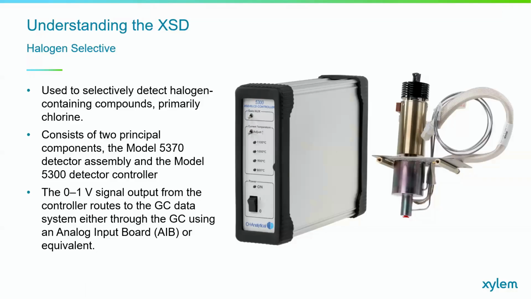We're routing a 0 to 1 volt signal output from the controller to the GC, from the GC system through an analog input board to the detector.